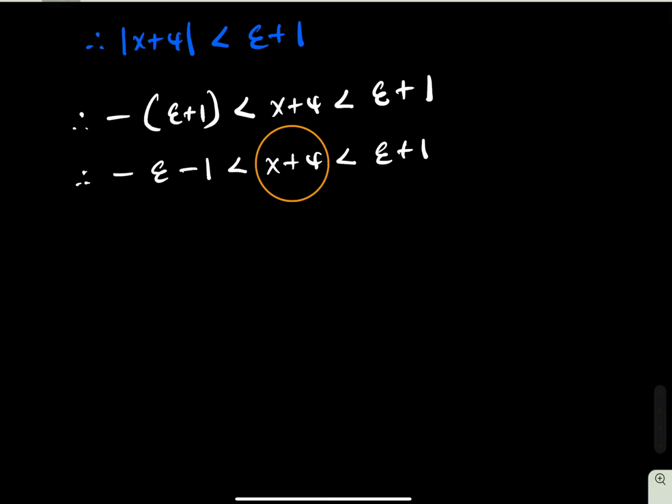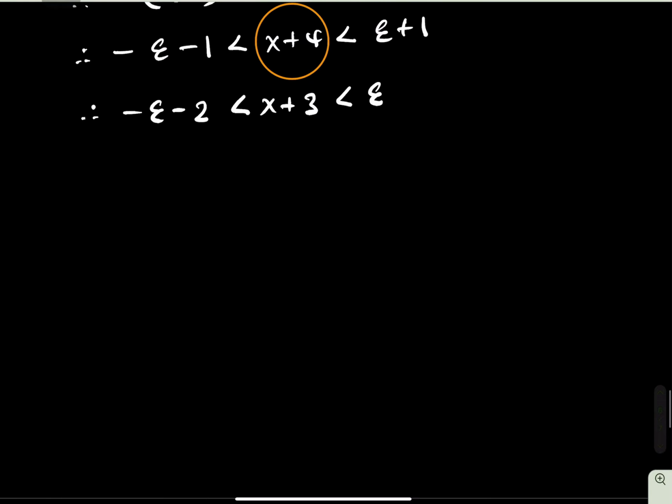If I subtract 1, I'm going to get minus epsilon. This minus 1 is going to be negative 2, less than x plus 3, what I'm looking for, and that is going to be less than the epsilon. If you subtract 1 from that, you're going to get epsilon. This is going to become 0 if you subtract 1. So notice that this particular value here must be the positive on the right side of it in order for this equation to be true.